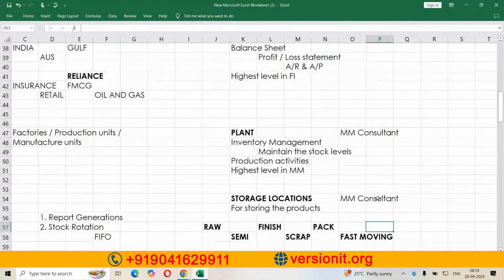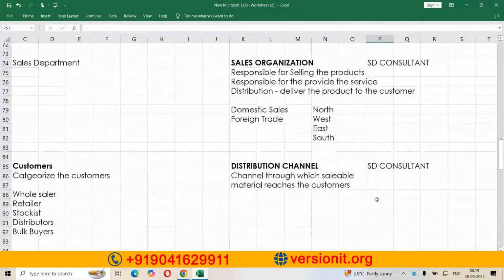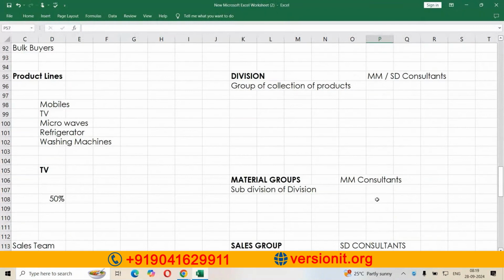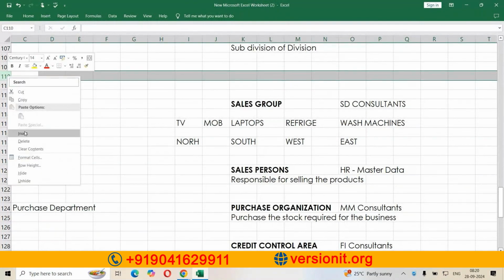Plant, depot, sales, stock, distribution channel, sales. I missed one, the sales office. That's going to be one more. Let me put down that one as well.